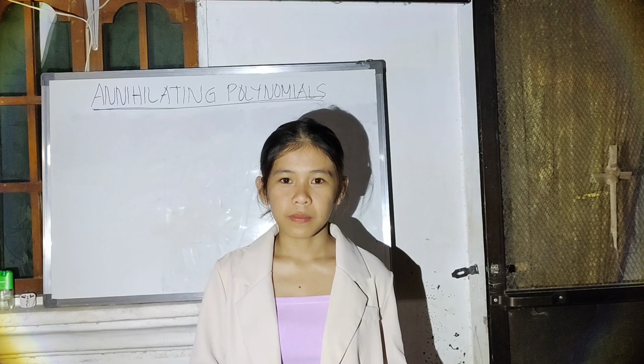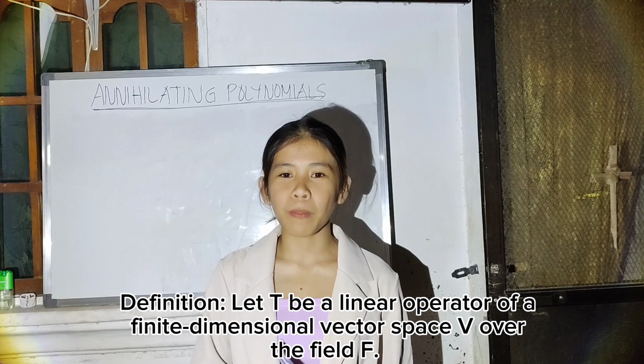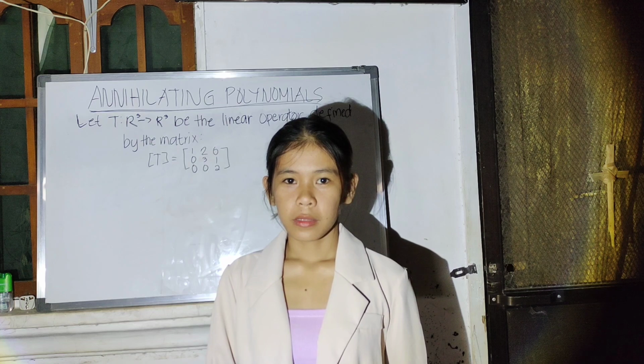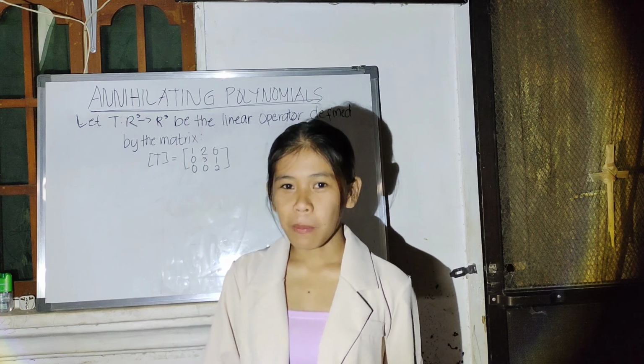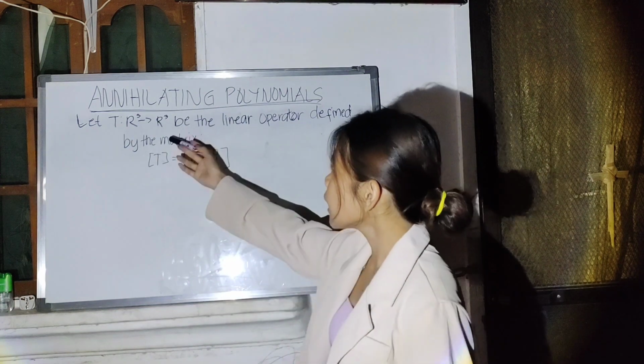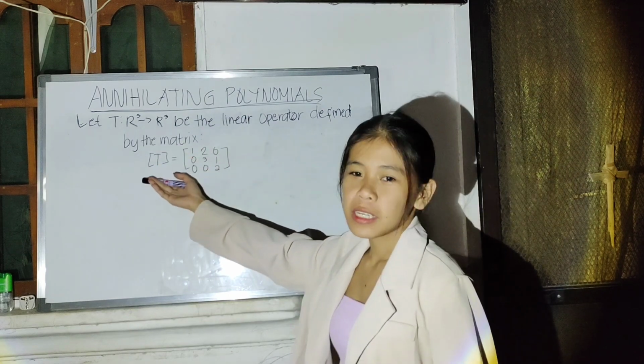So here is the definition of annihilating polynomial. Let T be a linear operator on a finite dimensional vector space V over the field F. The minimal polynomial for T is the unique monic generator of the ideal of polynomials over F which annihilate T. So I have here an example. Let T: R^3 → R^3 be the linear operator defined by the matrix of T.